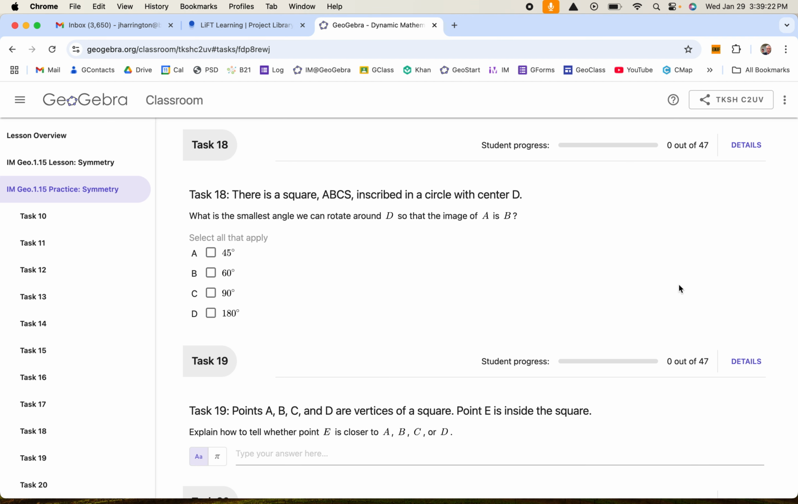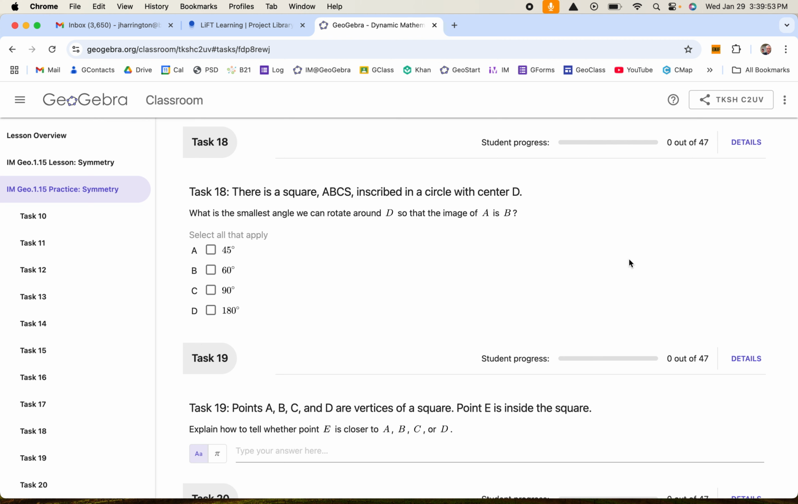Next, task 18. There is a square, ABCD, inscribed in a circle with center D. We know what inscribed means. All the corners are touching the edge of the circle. We got a circle with a center of D. What is the smallest angle that we can rotate this square around D so that the image of A lands on B? How do we get A to land on B? What's the smallest amount that you could rotate the thing for that to happen?